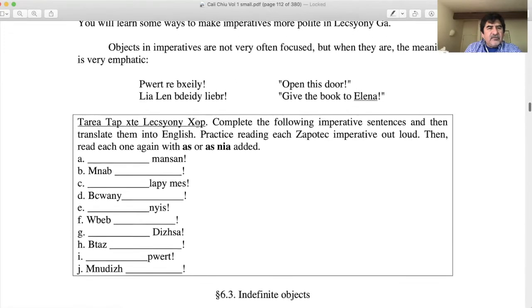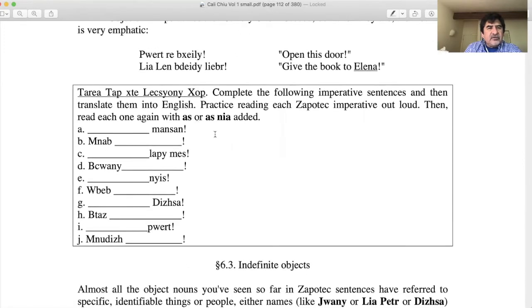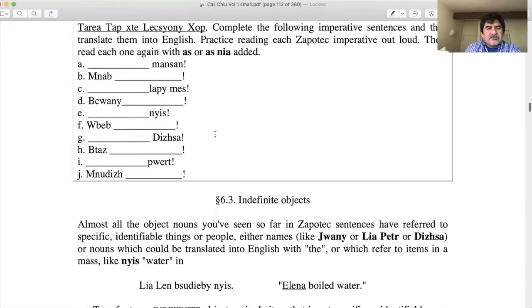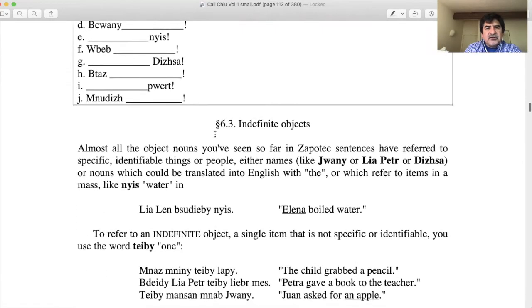So this is the fourth homework or exercise. And then we are looking into indefinite objects. All the nouns we've seen so far in the sentences we've gone over have referred to specific objects, such as a name, something very specific we've talked about. For example, the names like Juan, Peter, or Disha.